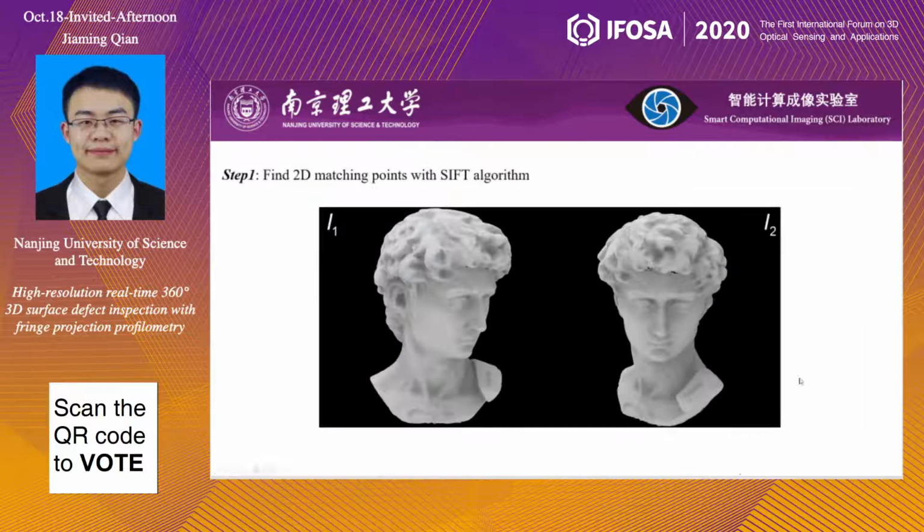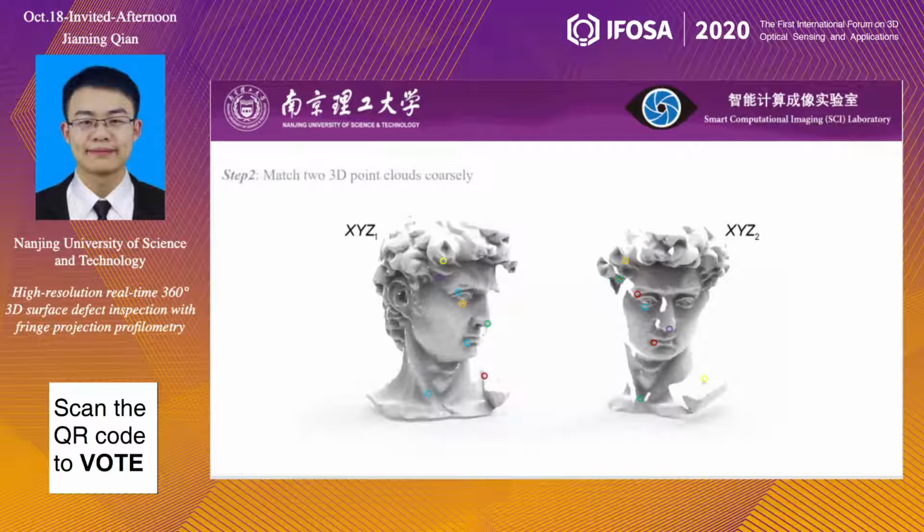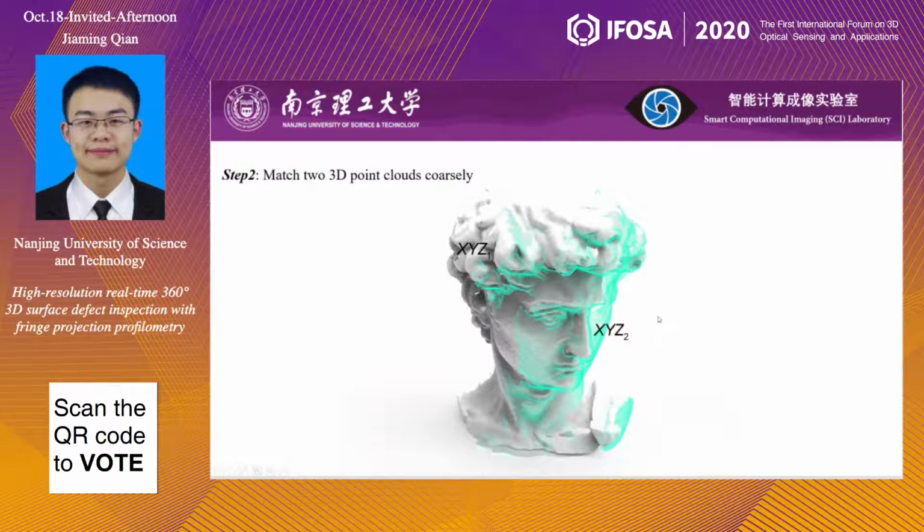Firstly, we use the SIFT algorithm to find the 2D matching points of two adjacent 2D images. With the found 2D matching points and their corresponding 3D points, we can coarsely register the point clouds of two adjacent times. Then ICP is used for fine registration. However, ICP is time-consuming and is not suitable for real-time scenes.